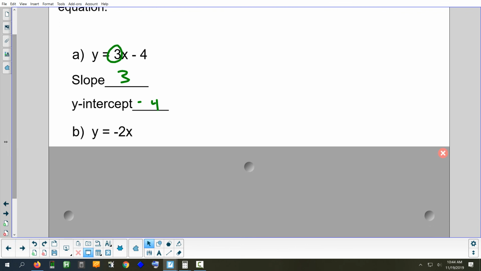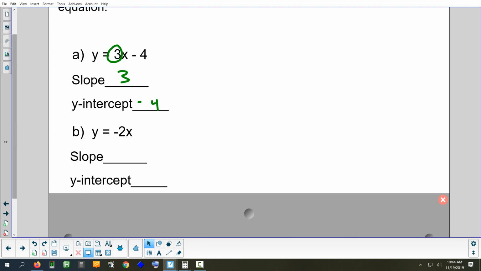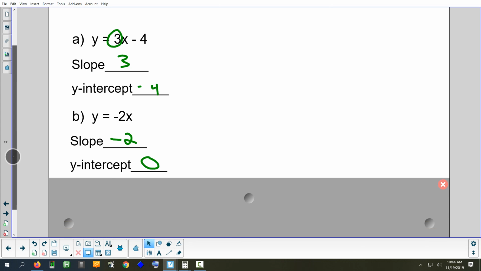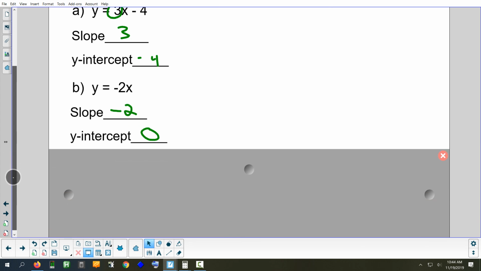Okay, how about this one? Is that one y by itself? Yeah, y is by itself, but there's no b. So if you wanted to put it in, what do you think b would be here? 0. So if you want to add that in, you can. I'm not going to do that on the test. On the test, it's going to be written like this. So what's your slope? -2. Do not write a letter. And what's your y-intercept? 0. Exactly. Okay, question on that one?